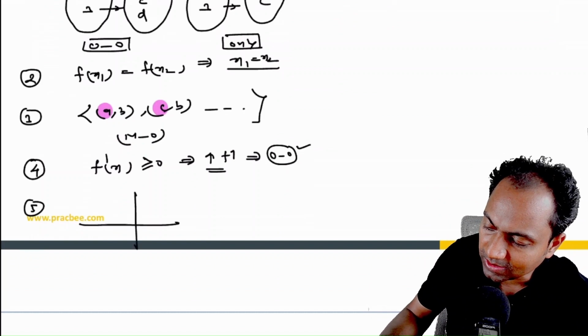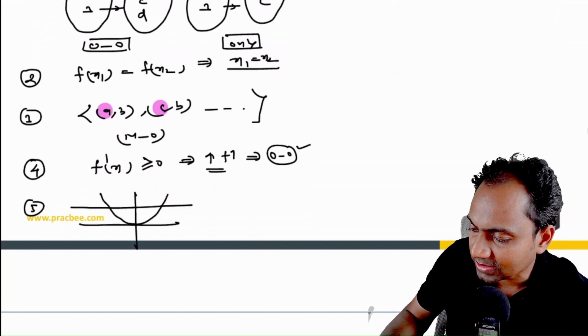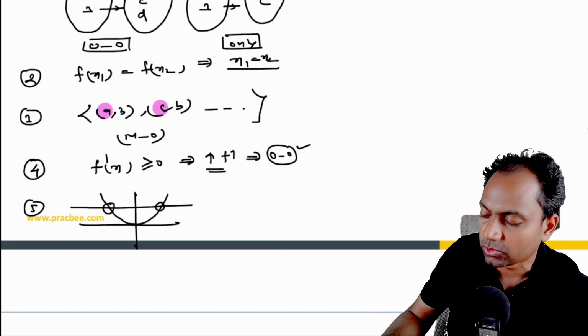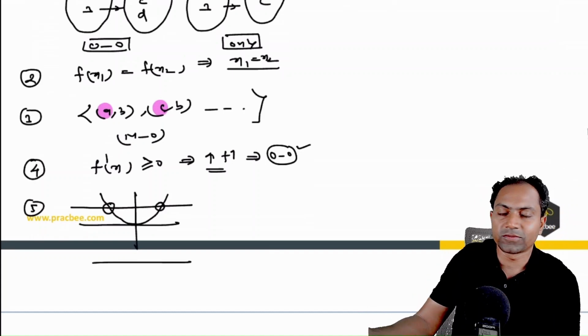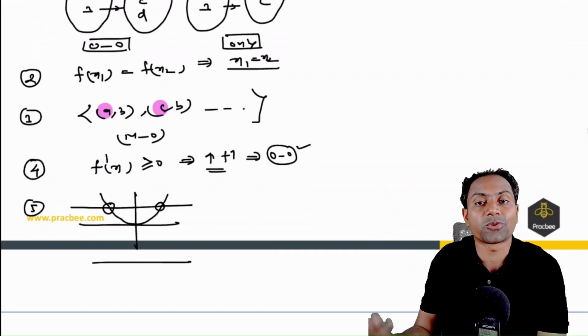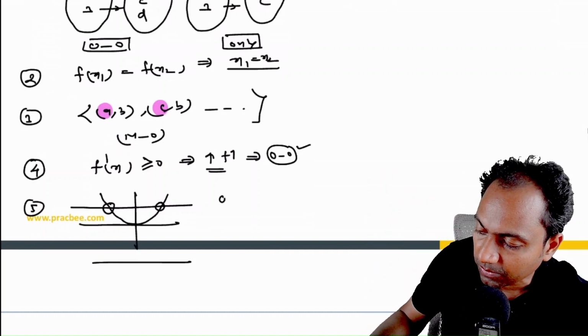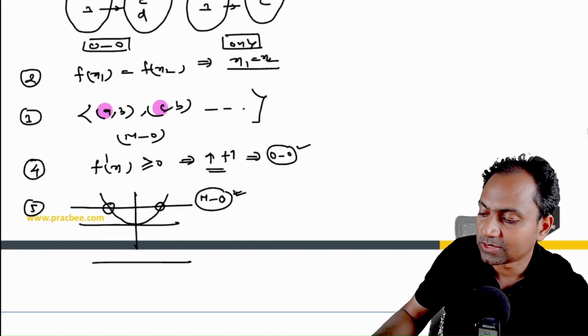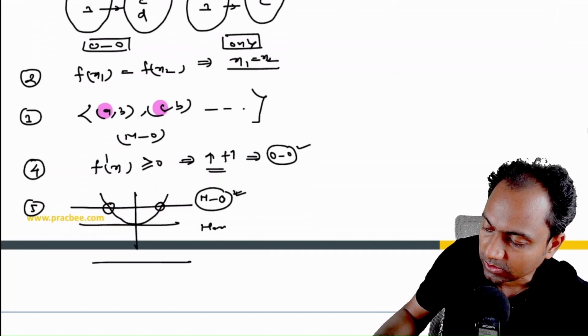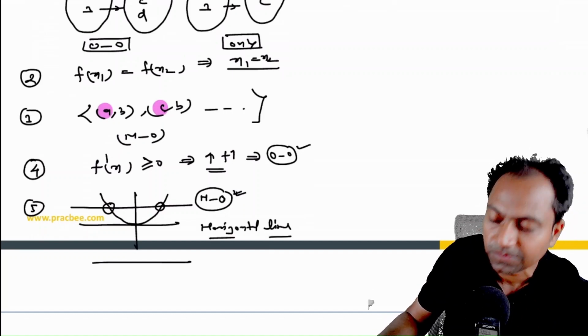And now the fifth is using the graph. Now let us say that a graph is drawn like this. So if I draw a line parallel to the x-axis, and it is possible to cut the graph at more than 2 points. If I draw a line here, obviously it will not cut. But if it is possible to draw one such line, then we are going to call this function many-one, because many points are mapped to 1 point. This is known as the horizontal line test, because we are drawing a horizontal line to test the nature of the function.